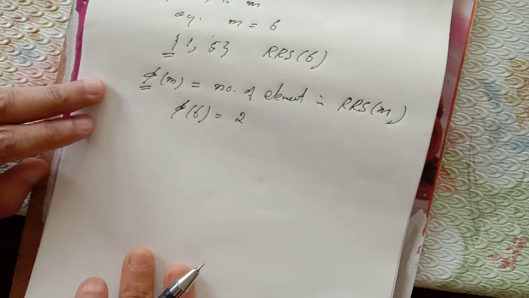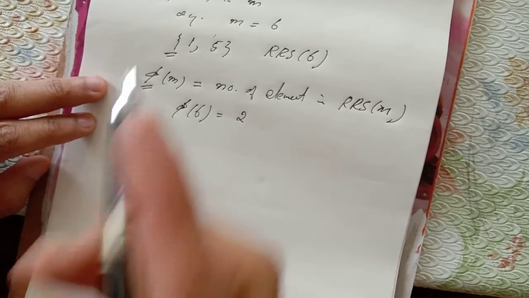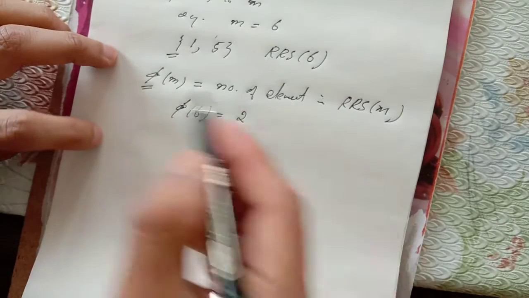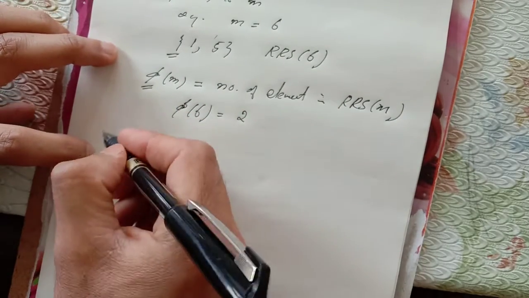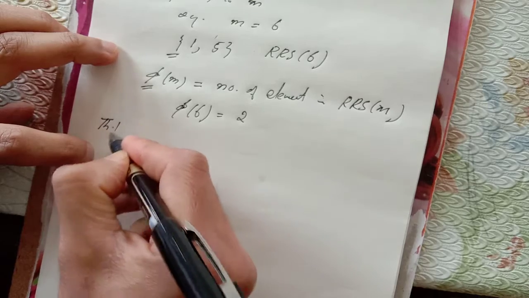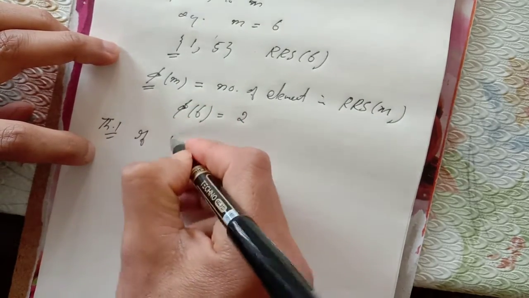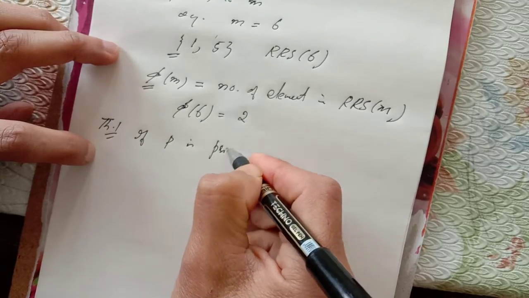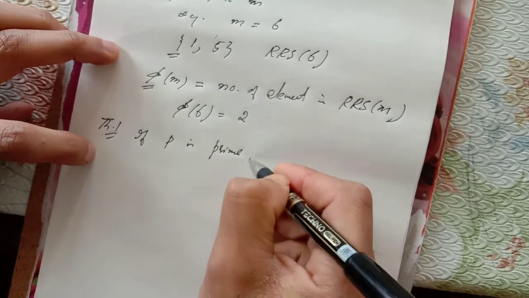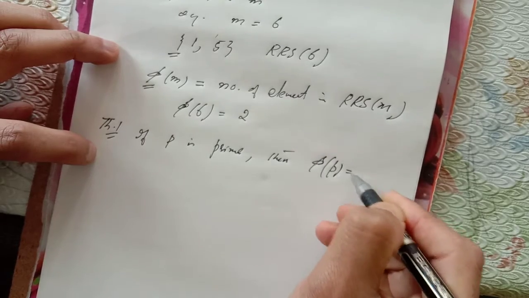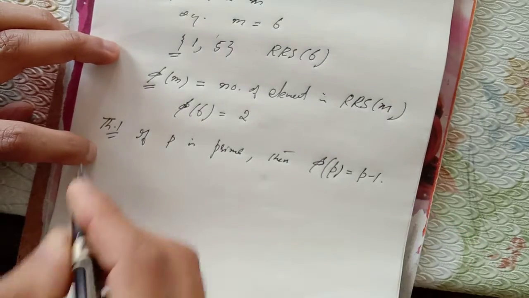Now this phi function has many important properties. We'll discuss some of them here. So the first result is theorem 1. It states that if p is prime, then phi of p is equal to p minus 1.